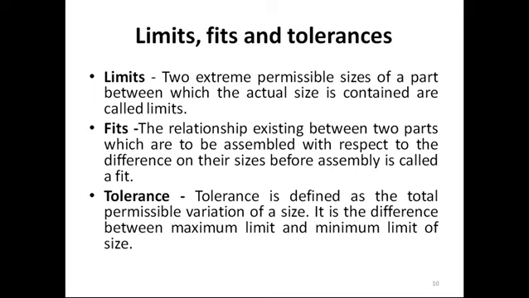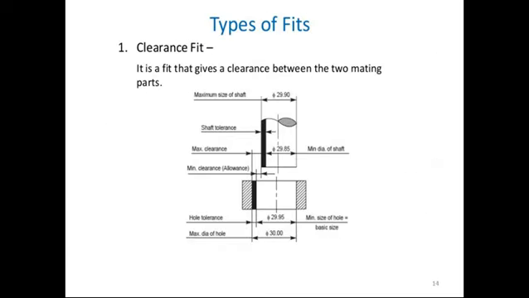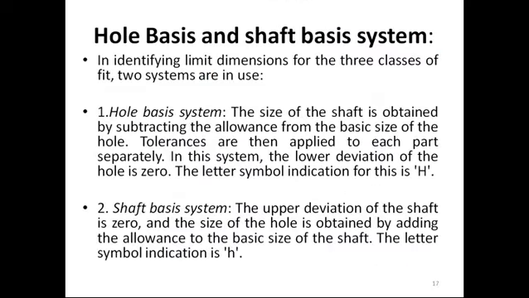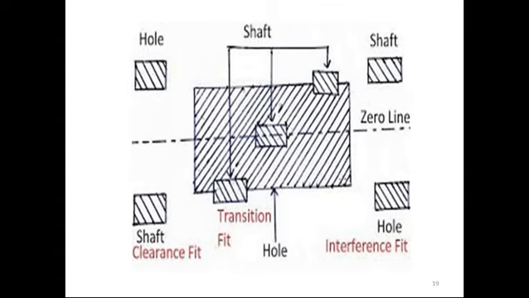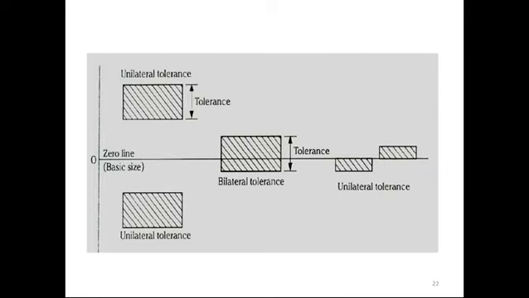Then also we have discussed about the limits, fits, tolerance, what is meant by fits. Then also we have seen about the types of fits like clearance fit, transition fit, interference fit. We have seen the examples about that. Also we have seen the hole basis system, shaft basis system, when we are using the hole basis system, when we are using the shaft basis system. Then also we have discussed the example of shaft basis system and this hole basis system. So what is the importance of tolerance we have seen. Then we have seen the unilateral tolerance, bilateral tolerance.